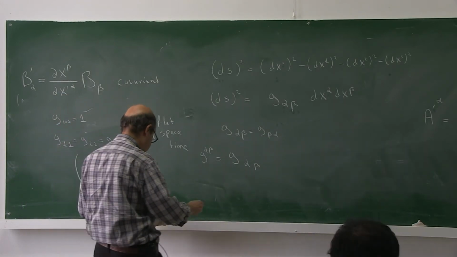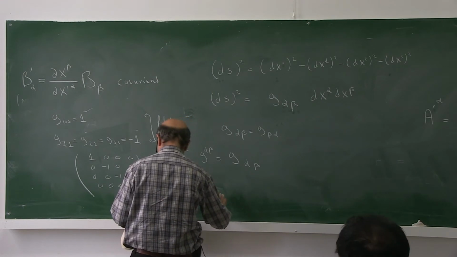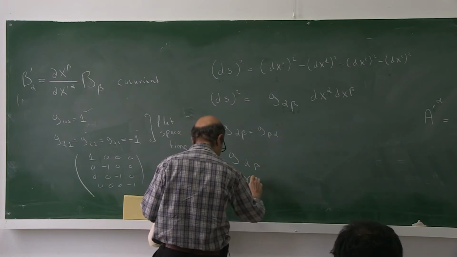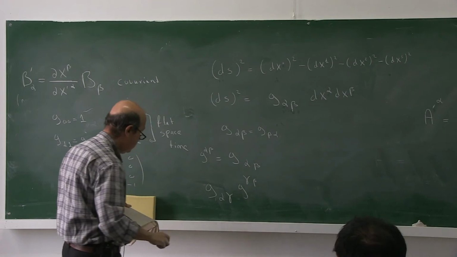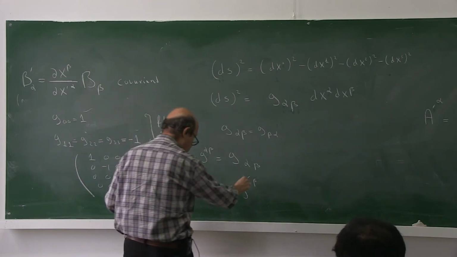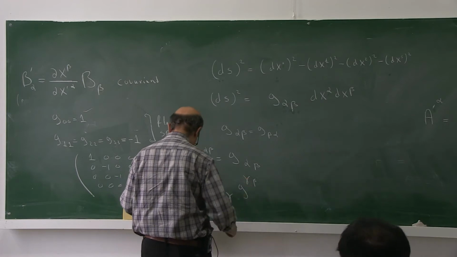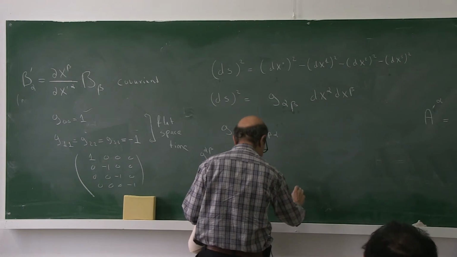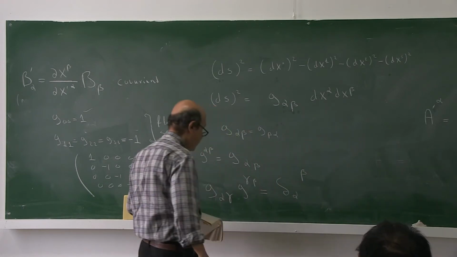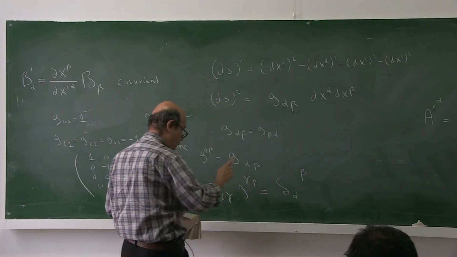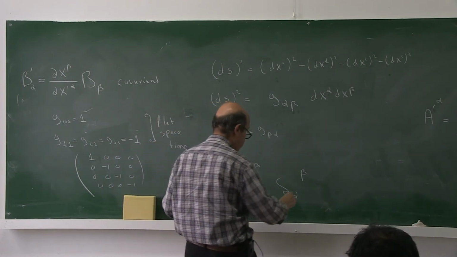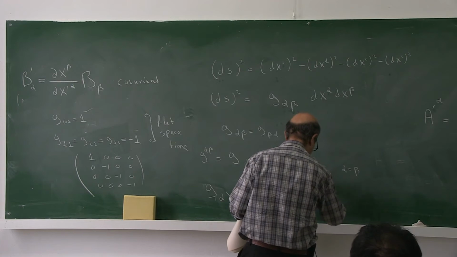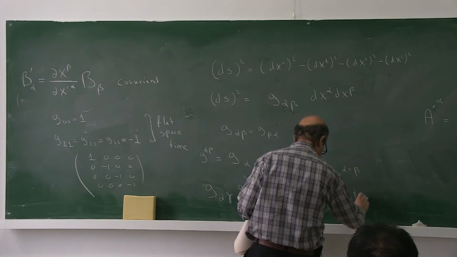And the other thing, if you contract G alpha gamma with G gamma beta, what are we going to obtain? If you contract this middle index with gamma, you will obtain the definition of the Kronecker delta: 1 when alpha is equal to beta, 0 when alpha is not equal to beta.